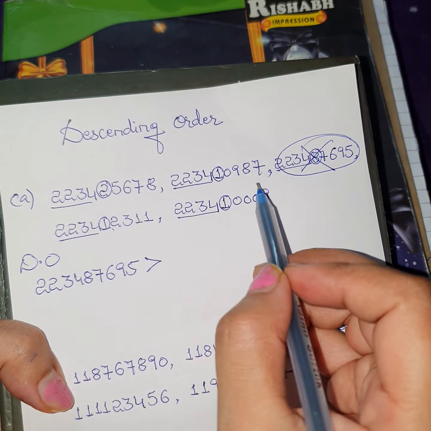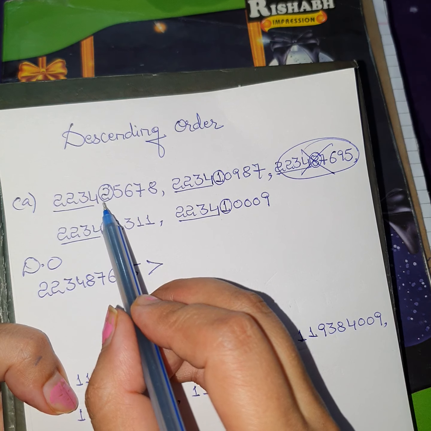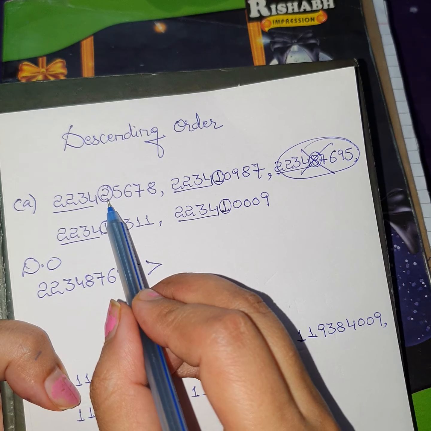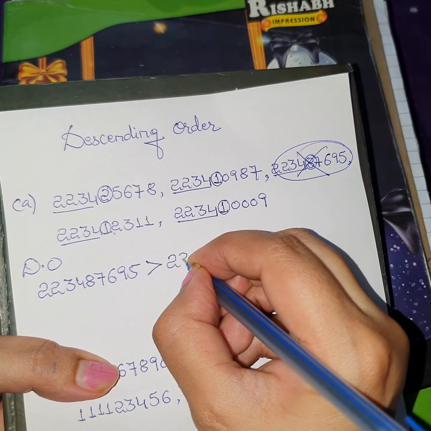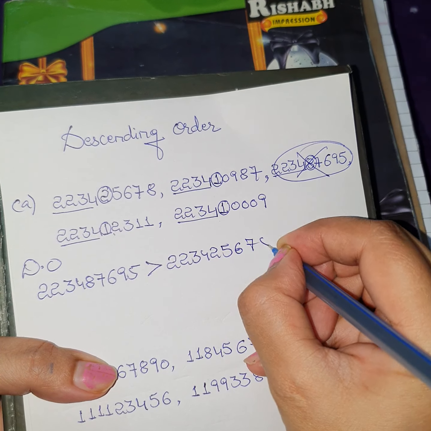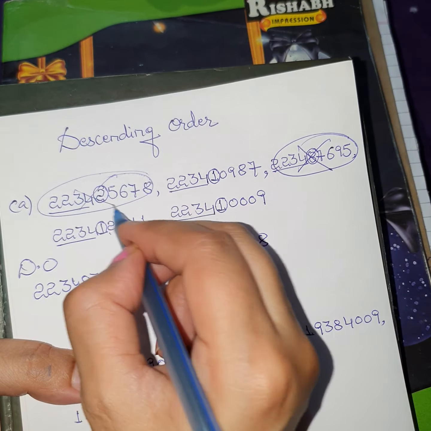Now these four numbers are remaining. Again, we have to see the fifth number only. So these three are 1, 1, 1. So obviously this 2 will be greater. So on second place, this number will come 2, 2, 3, 4, 2, 5, 6, 7, 8. So this is out of the series.